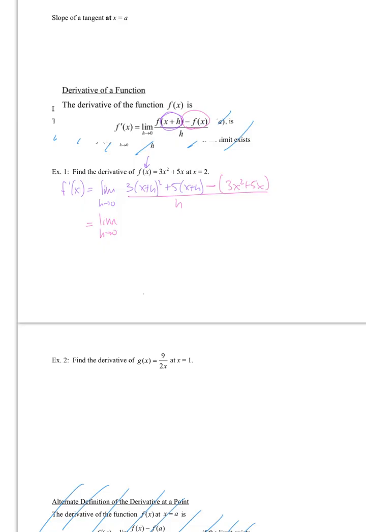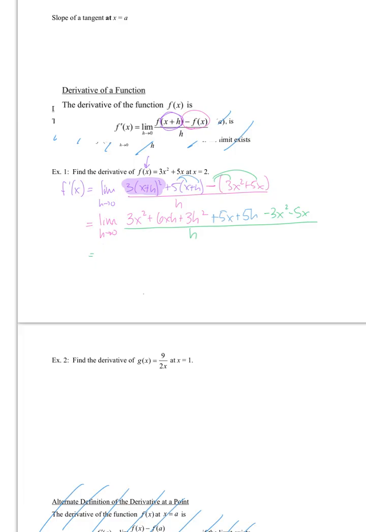All right. So now, let me highlight what I'm going to do. This part right here, I'm going to FOIL and distribute at the same time. If that's something that's not making sense to you, please come into tutorial and I'll be happy to explain. 3x squared plus 6xh plus 3h squared. Okay, next I'm distributing this 5 plus 5x plus 5h. And then lastly, I'm distributing that negative 3x squared, negative 5x. And this is all still over h.